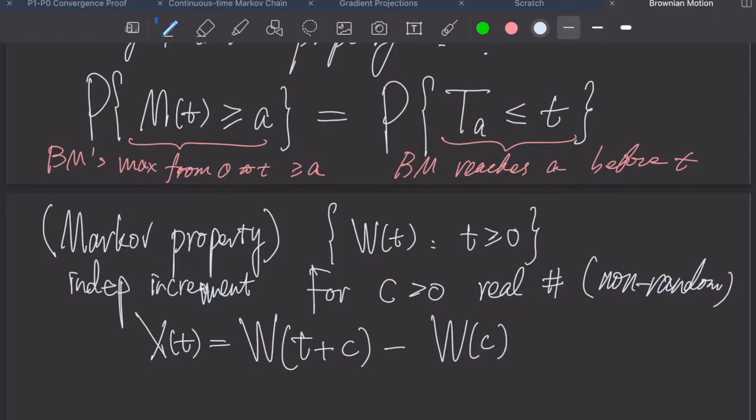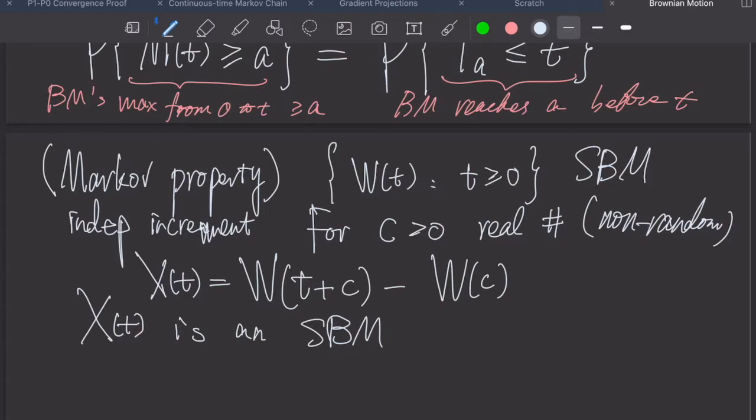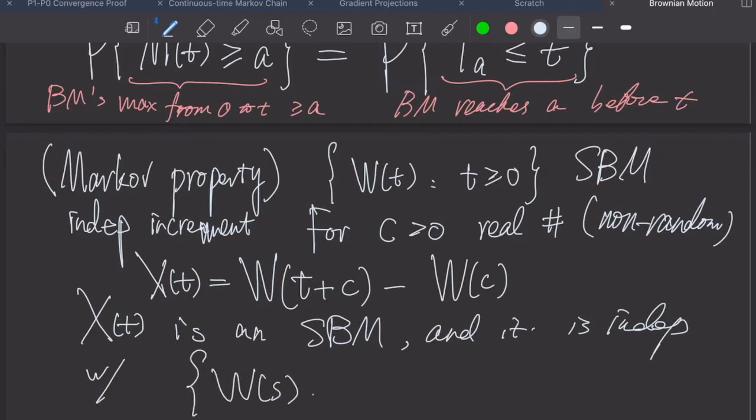By independent increment, X of t is a standard Brownian motion as well. By independent increment, and of course stationary increment, because it has to follow the same distribution as W of t, it is an SBM as well, and it is independent of whatever happens before this c.